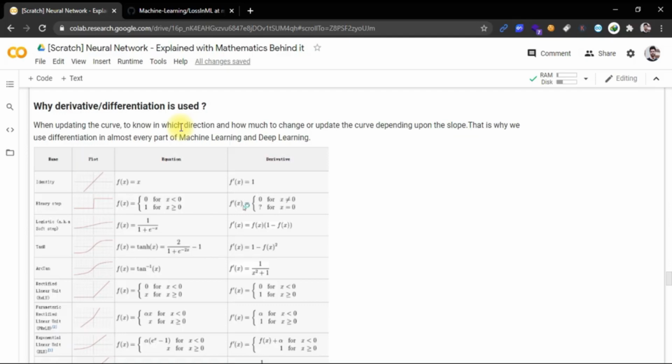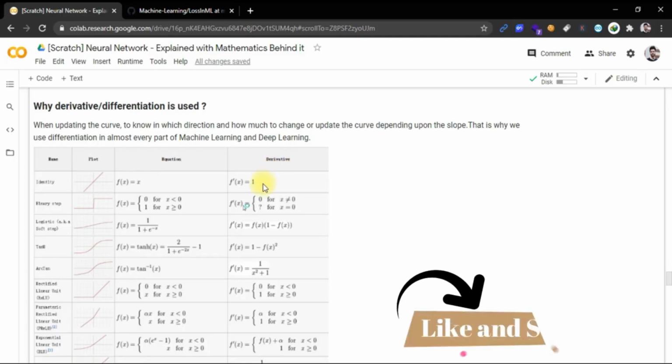The first one is identity, which is the linear relationship. Its function is f(x) is x. When we are using this function, we have to know whether we are moving in the correct direction with respect to this function or not. When we calculate the derivative of that function, we get the answer 1. If we are moving in a linear direction, only then can it be true.